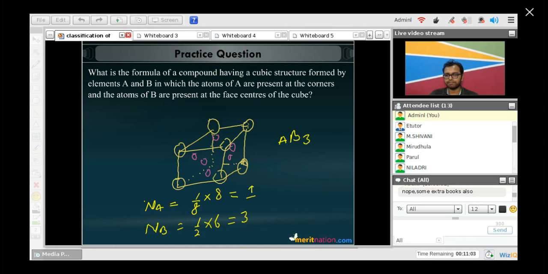Is NCERT sufficient for preparation of JEE? See, NCERT covers each and every part which is there in the JEE syllabus. But if you want to be 100% sure, then you should follow some reference book as well. Yeah, this is what I believe. Everything which is there in the JEE syllabus is there in NCERT as well. But you need to have some reference book if you want to understand the concepts clearly, right?